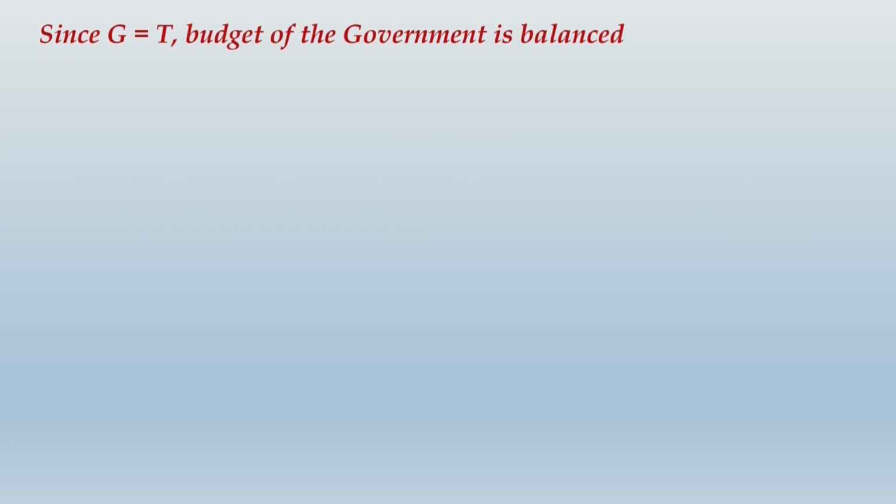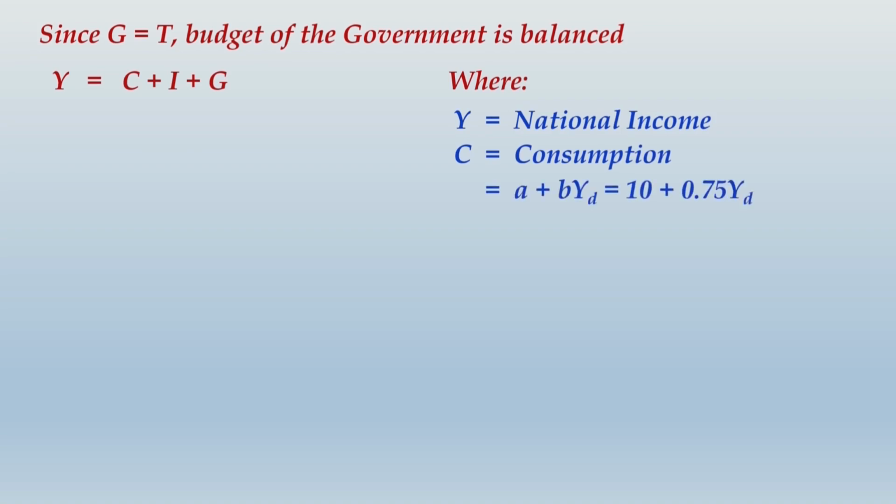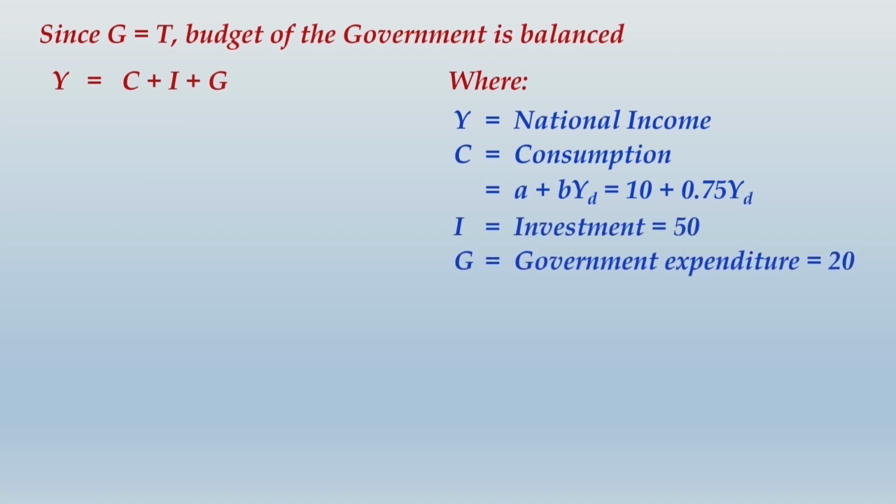Since G equals T, the budget of the government is balanced, and Y equals C plus I plus G, where Y indicates national income and C indicates consumption, which is A plus B into YD, and that will be 10 plus 0.75 into YD, and I is investment, given as 50, and G is government expenditure given as 20, T is tax which is given as 20. When you try to determine YD, don't forget YD itself is basically Y minus T.